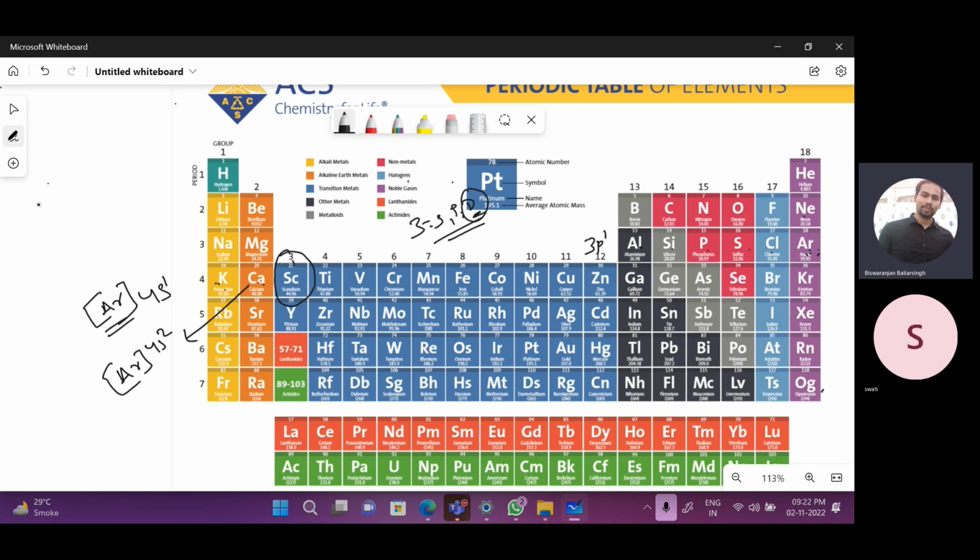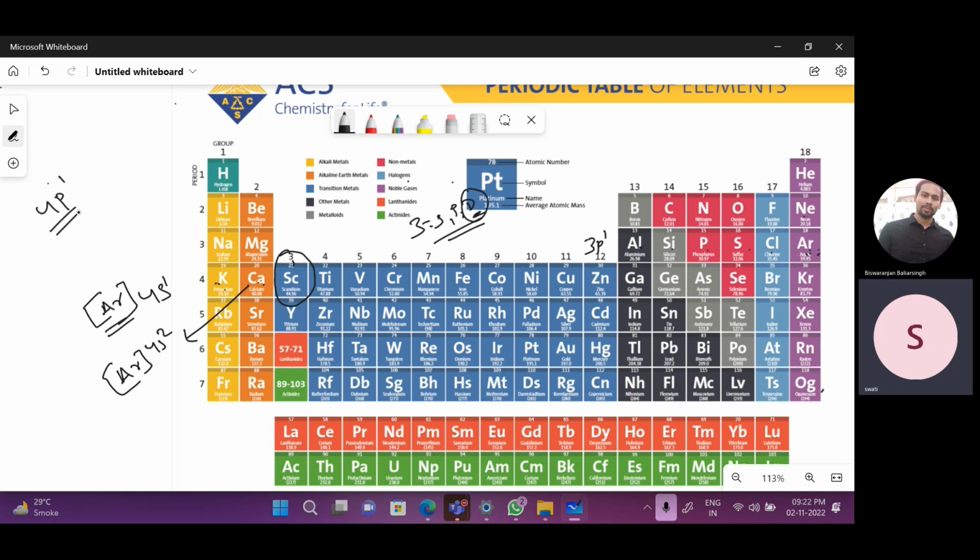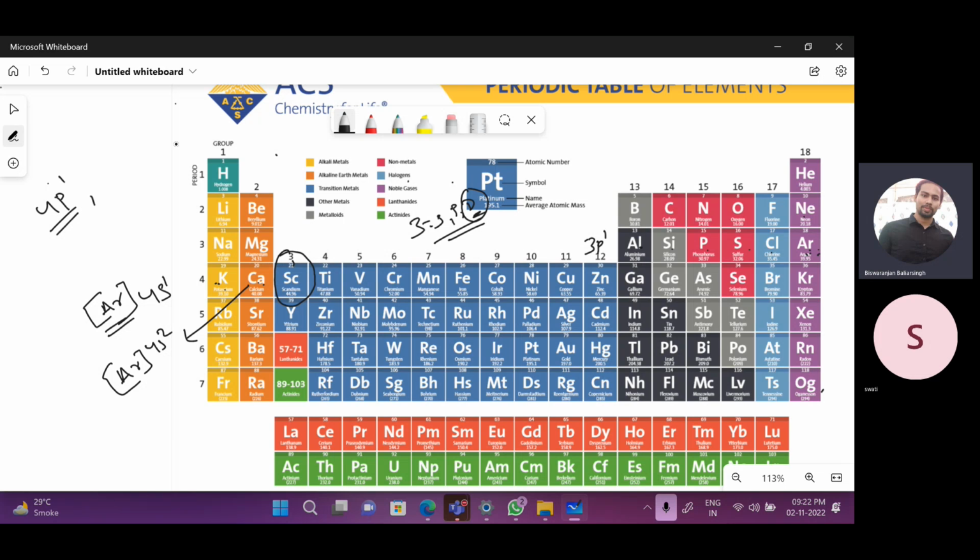After 4s, you thought that electron will go to 4p1. Yes or no? Yes. But this contains S. Always remember this contains S. This from this to this is D, and from this to this is P of the periodic table. These are F. So SPDF.